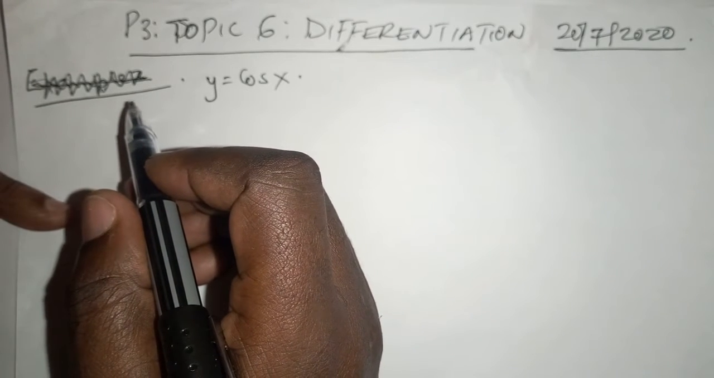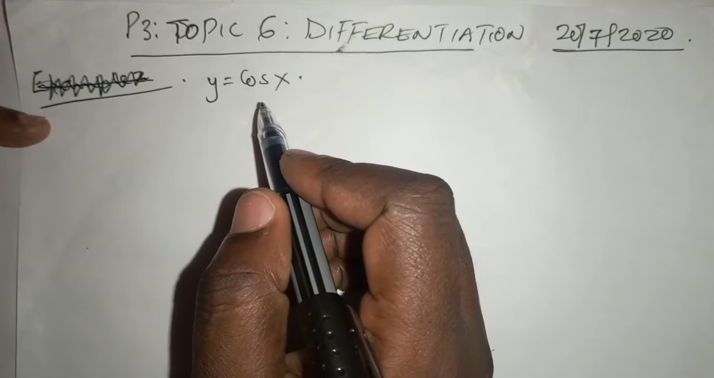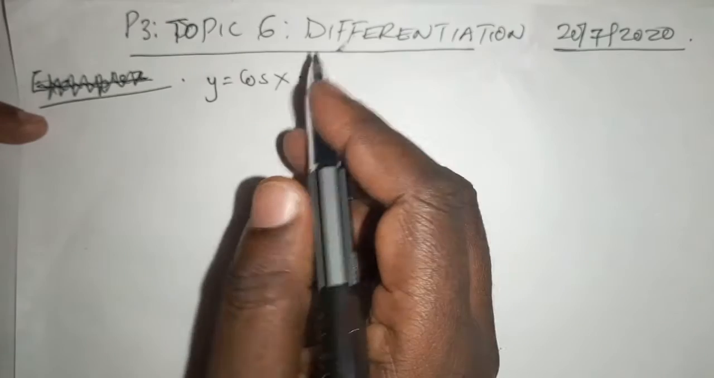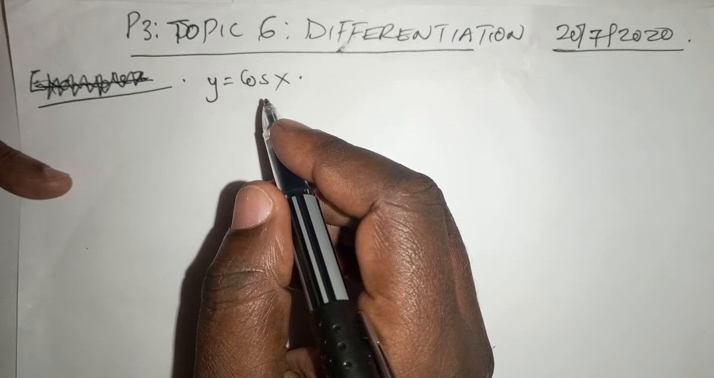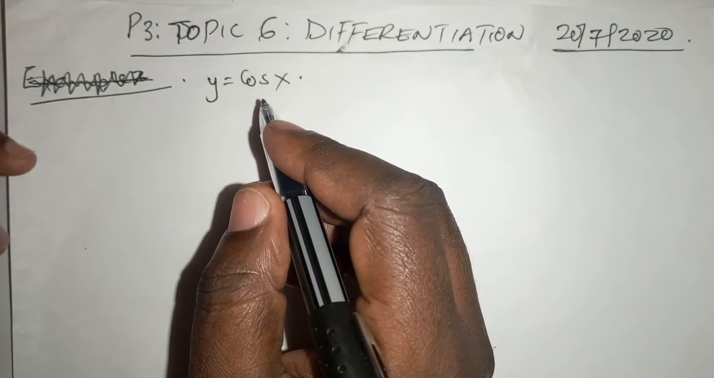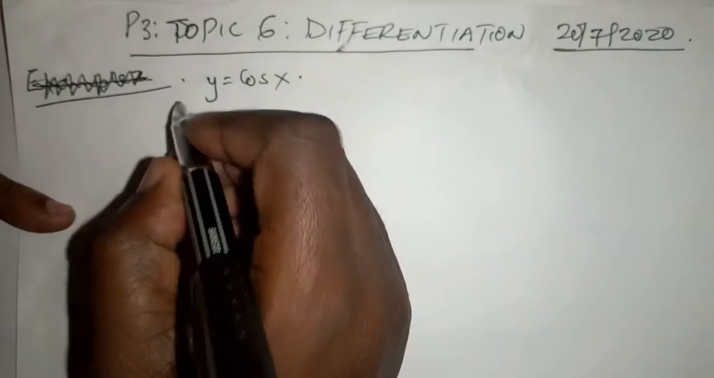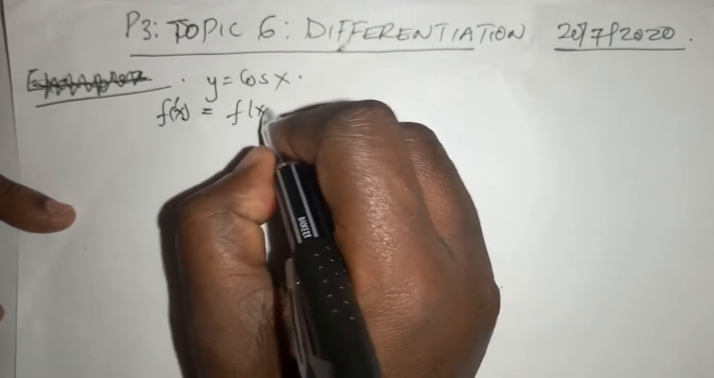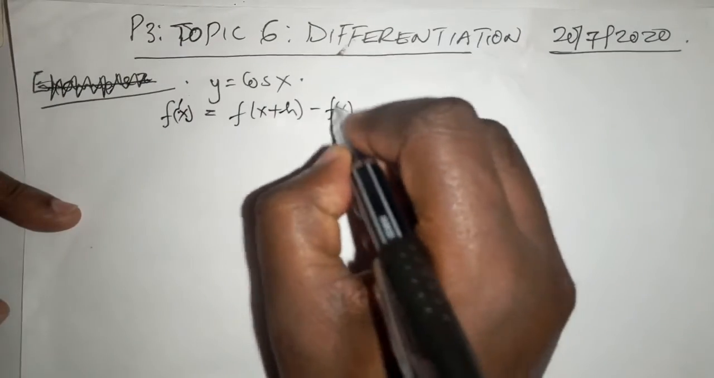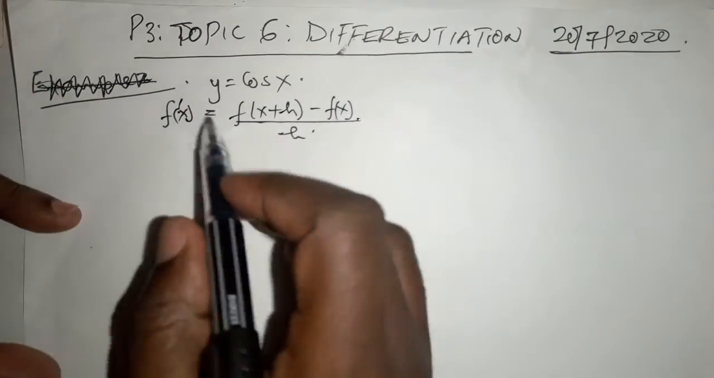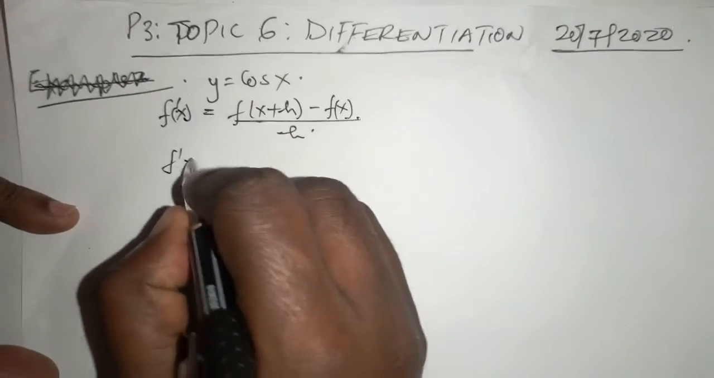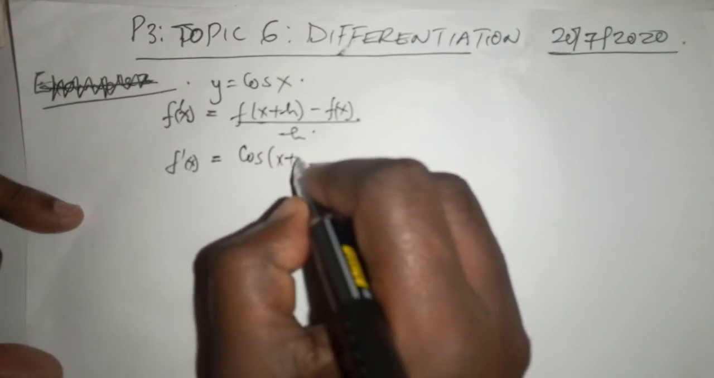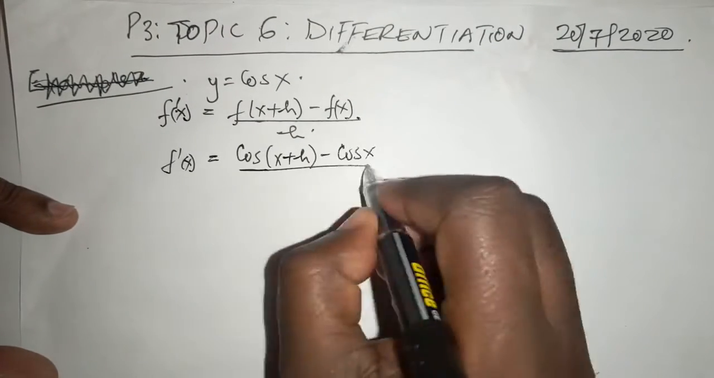In this video, I want us to find the differential of y equals cosine x using the first principle. In the previous video, we outlined the differential of y equals sine x using the first principle. Just the way we know f prime x, or the differential, is f of x plus h minus f of x, all over h, in the same context the differential of the function f of x equals cosine of x is going to be the cosine of x plus h minus the cosine of x, everything over h.